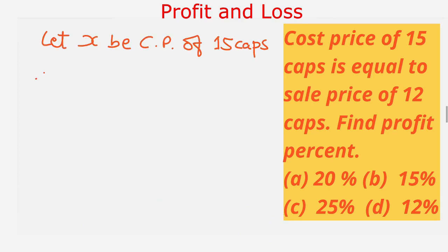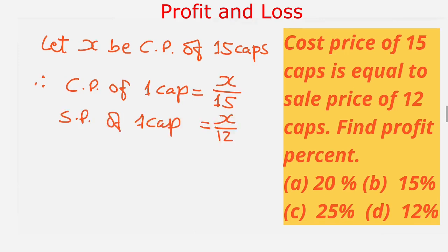Let X be the cost price of 15 caps. Therefore, cost price of 1 cap equals X upon 15. As it is given that the sale price of 12 caps is equal to the cost price of 15 caps, therefore, sale price of 1 cap is X divided by 12. Therefore, profit is equal to sale price minus cost price, X over 12 minus X over 15.